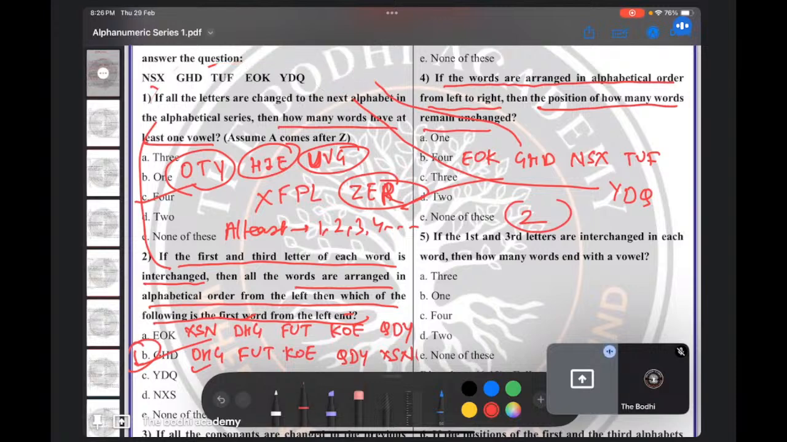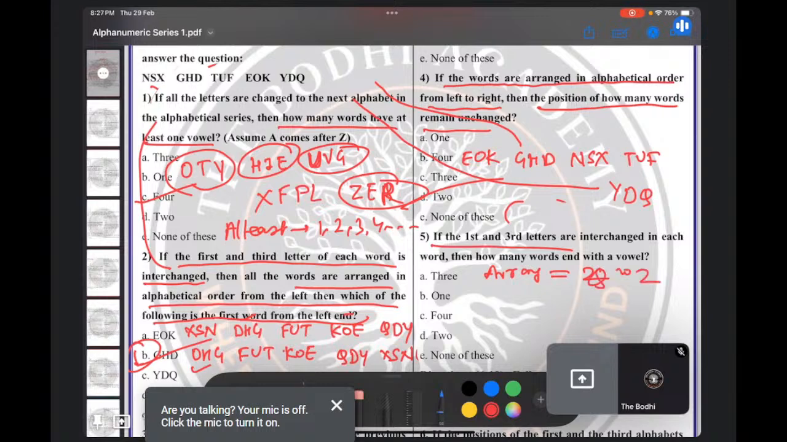Next, we will see question number 5. If the first and the third letters are interchanged in each word, then how many words end with a vowel? If the first and the third letters are interchanged, that means how will our series look like? Here you can reduce the repetition of the work. If you see question number 5 and question number 2, the arrangement is the same. The arrangement is the same as question number 2. So we will refer to the same arrangement.